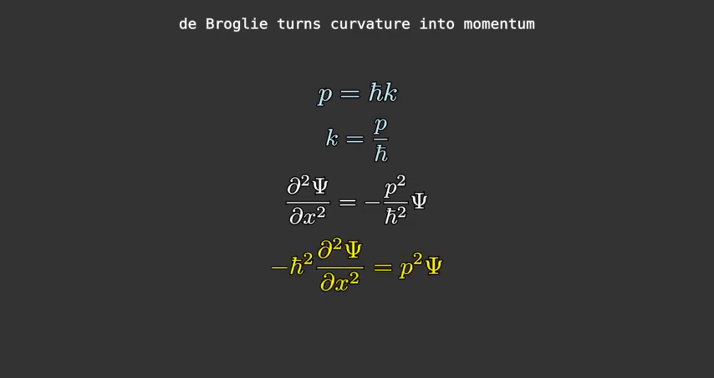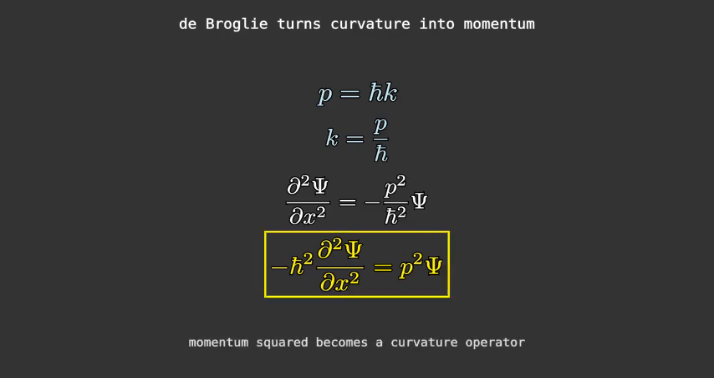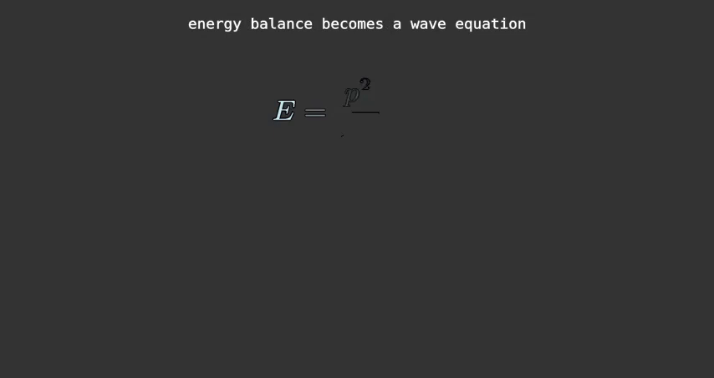Now we connect curvature with momentum. De Broglie's relation says p equals h bar k, so k equals p over h bar. Substitute that into the curvature relation. We get minus h bar squared times the second spatial derivative of psi equals p squared times psi. This is the key operator step. Momentum squared becomes a spatial curvature operator.